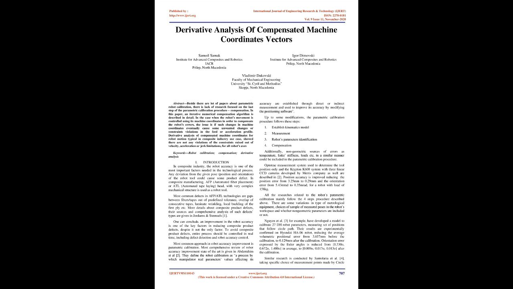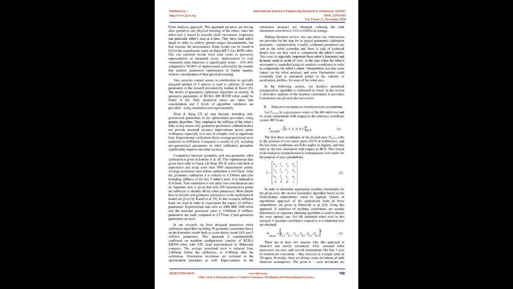An Opto-track measurement system used to determine the tool position only, and the Krypton K600 system with 3 linear CCD cameras developed by Metris company as well, are described in [2]. Position accuracy is improved, reducing the position error from 3.25 mm to 0.29 mm and the orientation error from 5.43 mrad to 0.35 mrad, for a robot with a load of 158 kg. All the research related to the robot's parametric calibration mainly follows the 4-step procedure described above. There are some variations in the type of metrological equipment, choices of sample of measured poses in the robot's workspace, and whether non-geometric parameters are included or not.